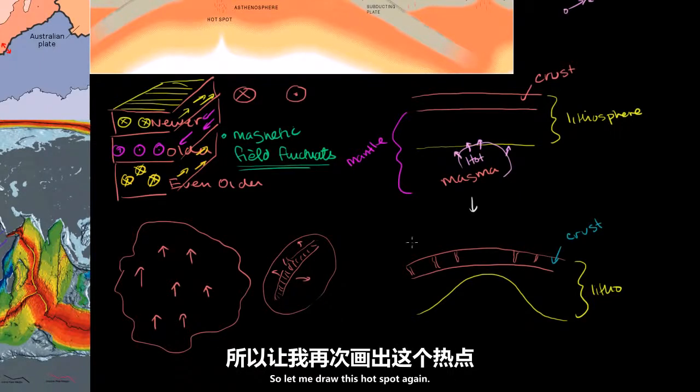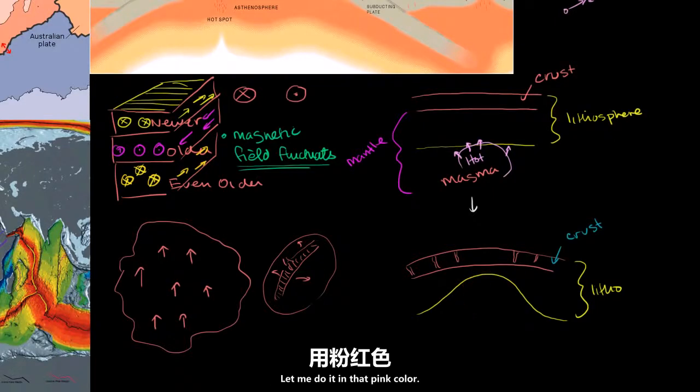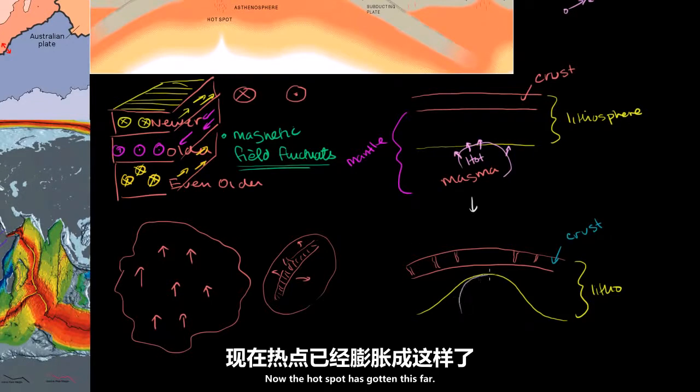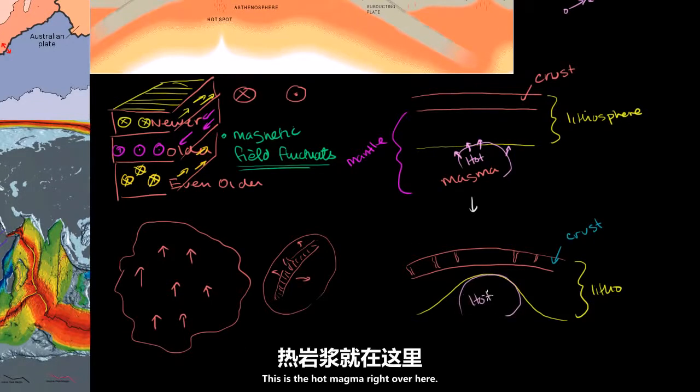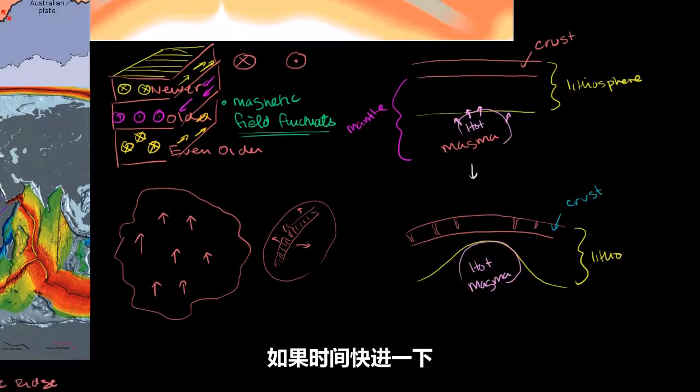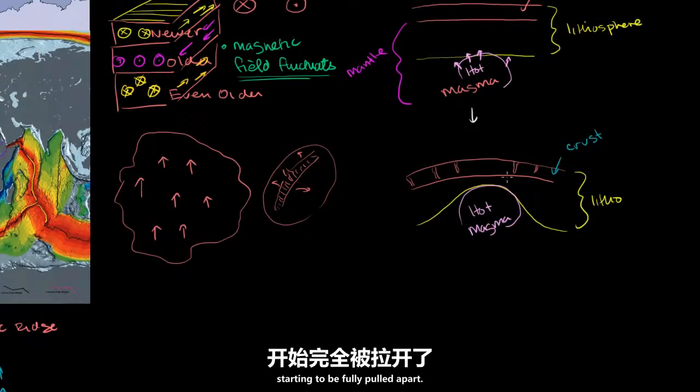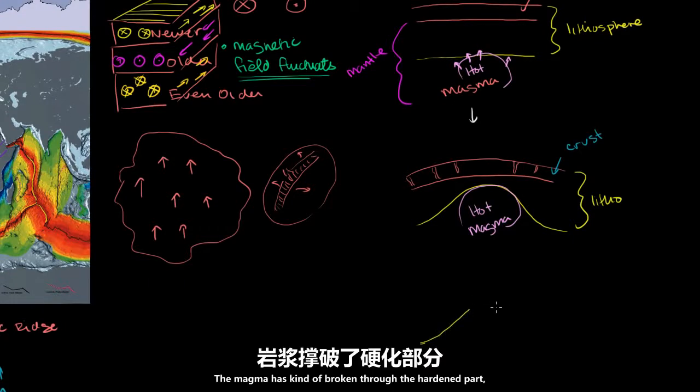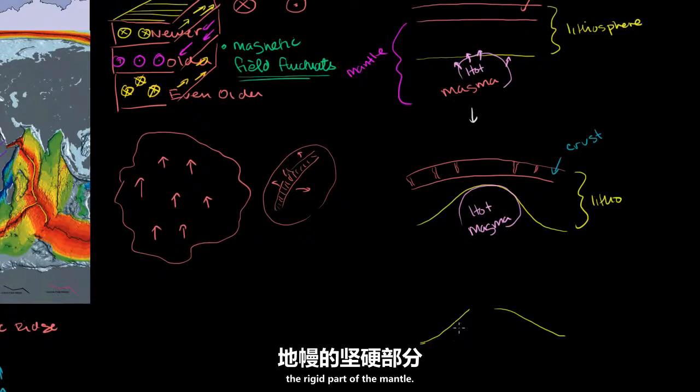So let me draw this hot spot again. Now the hot spot, I want to do it in that pink color. Now the hot spot has gotten this far. This is the hot magma right over here. And if we fast forward a little bit more, then you could actually have the crust starting to be fully pulled apart. So you fast forward a little bit more, the bottom boundary of the lithosphere maybe now starts to look something like this. The magma has kind of broken through the hardened part, the rigid part of the mantle.